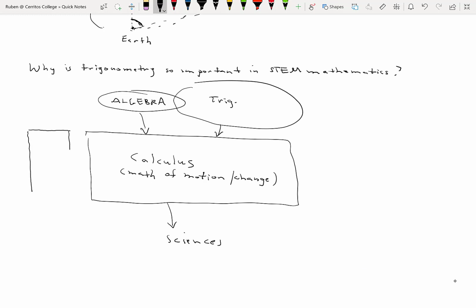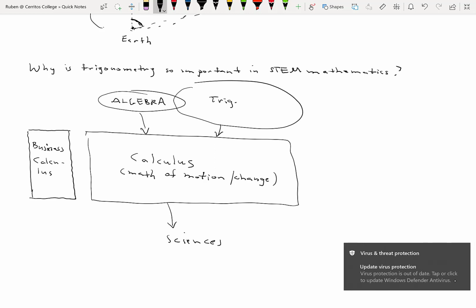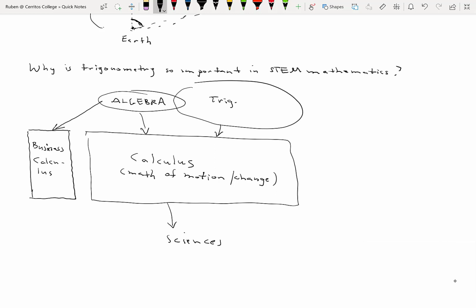Off to the side here, I'm going to put something called business calculus. Business calculus is very often a single course that is required for finance majors. So why would finance majors need to study calculus?